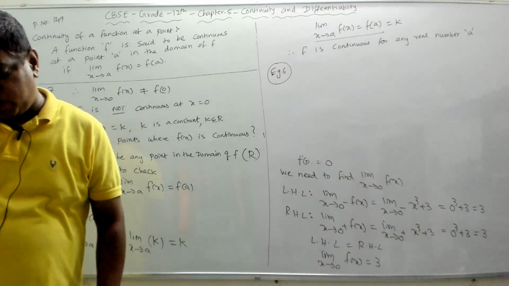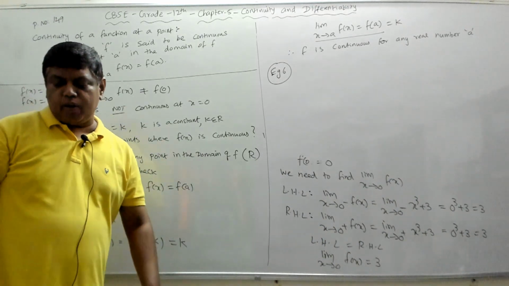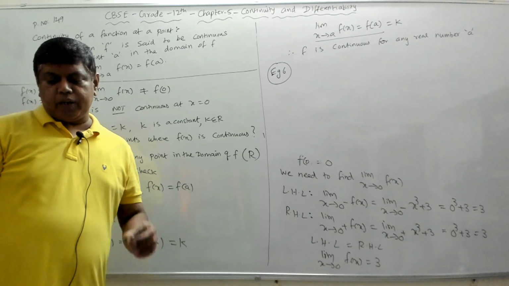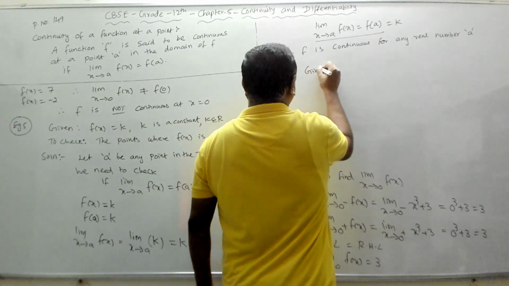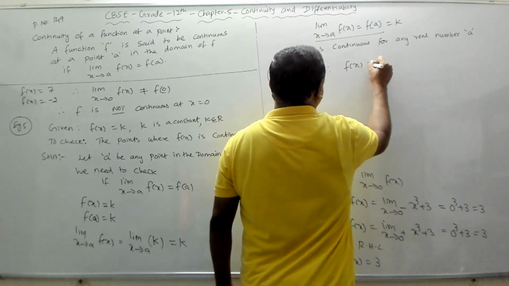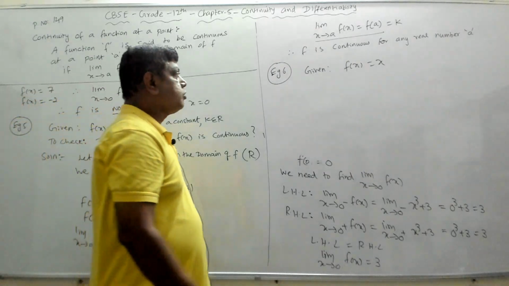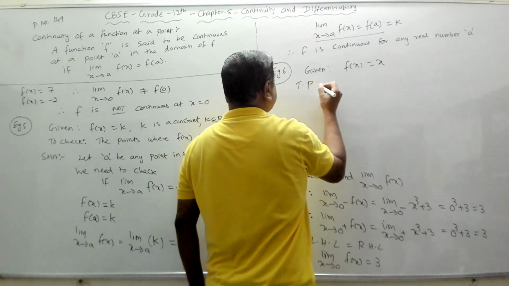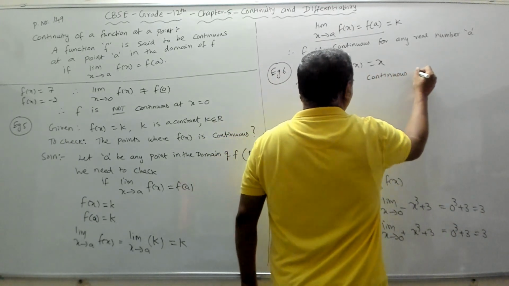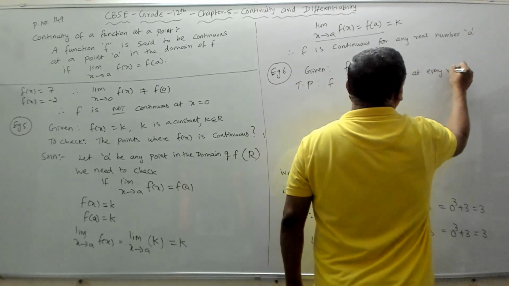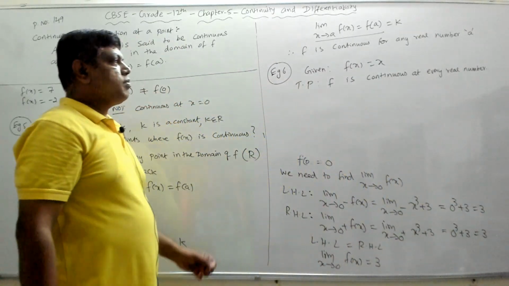Example 6: prove that the identity function on real numbers given by f of x equal to x is continuous at every real number. So we have to prove that. The given function is the identity function f of x equal to x. And what should we show? We should prove that it is continuous at every real number. So, to prove: f is continuous at every real number.